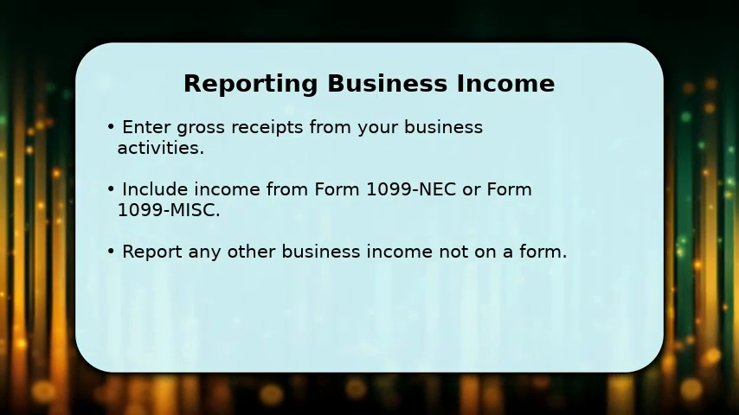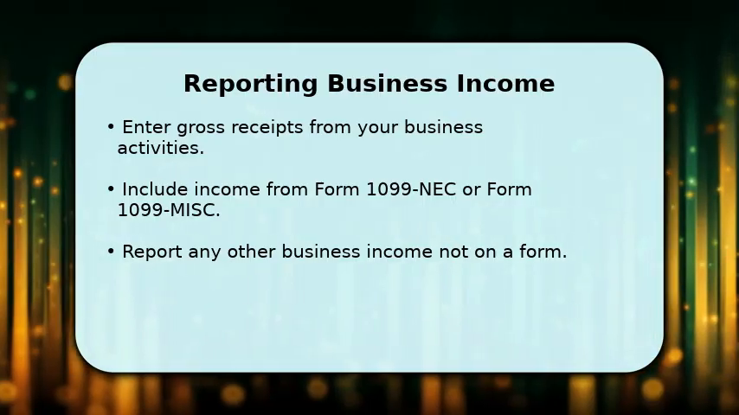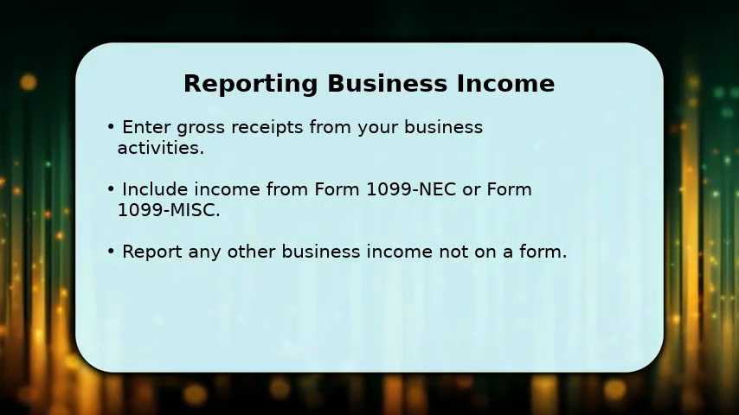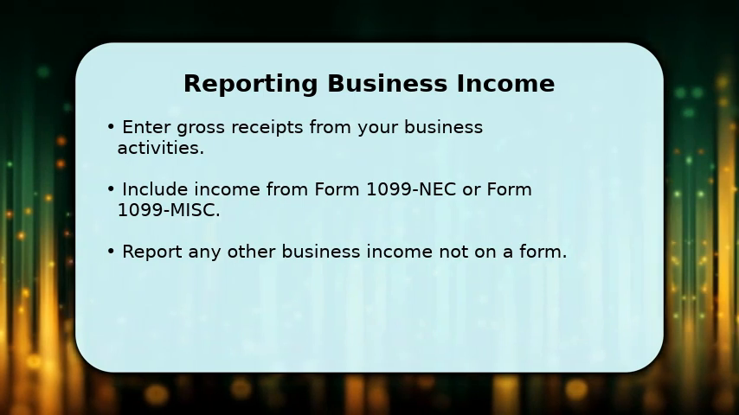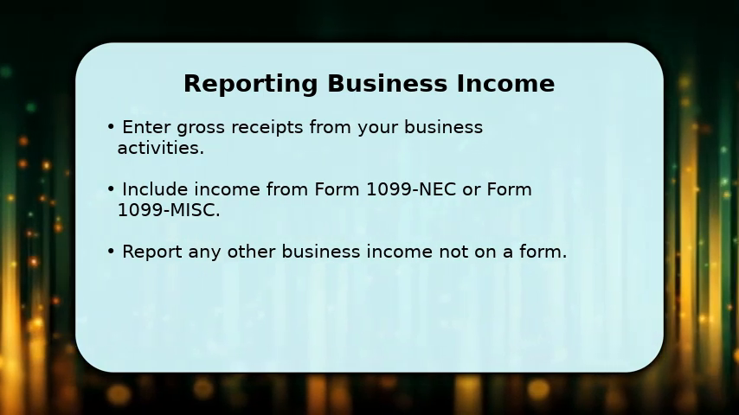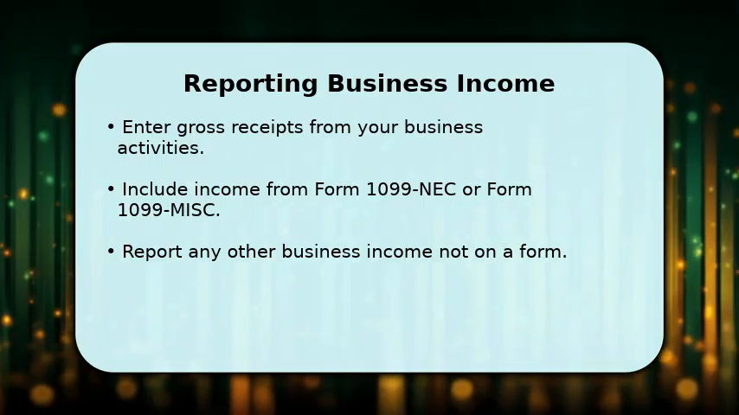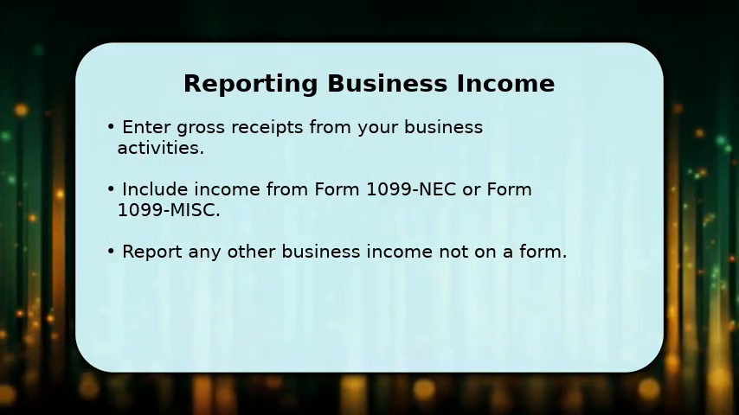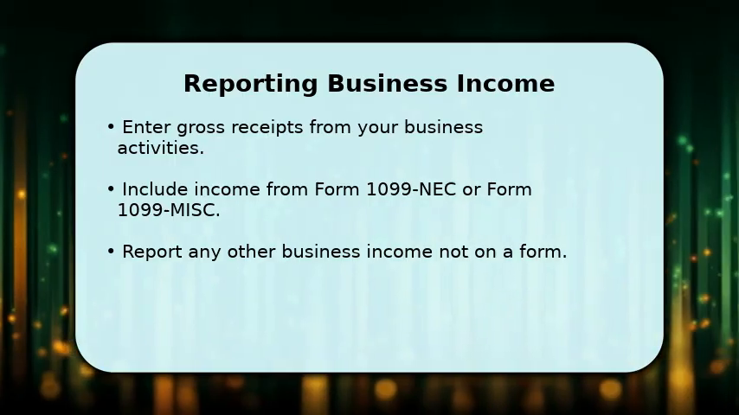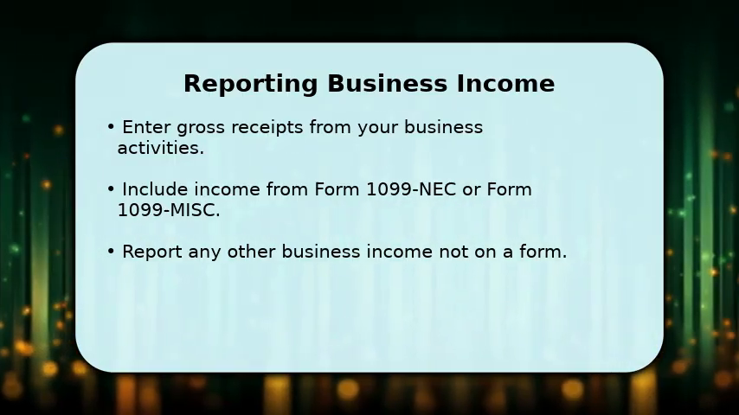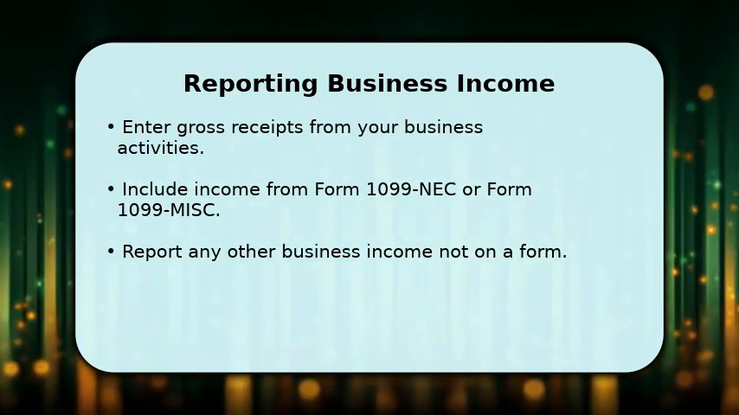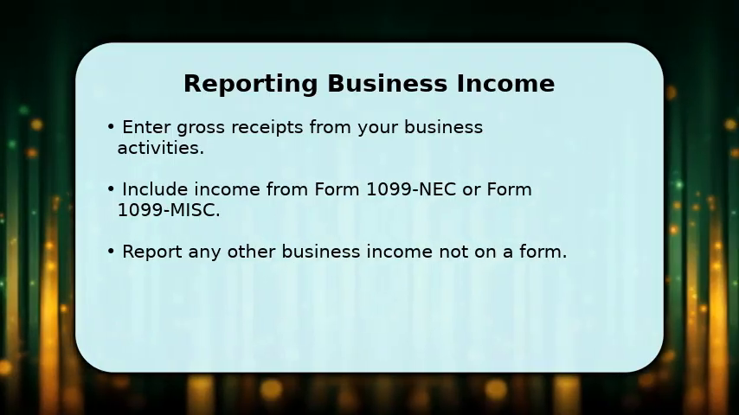Now, let's input your business income. Start by entering your total gross receipts from sales or services. If you received a Form 1099-NEC for non-employee compensation or a Form 1099-MISC, enter those details. Don't forget to include any other income sources not listed on a specific form. TurboTax will guide you through each step.